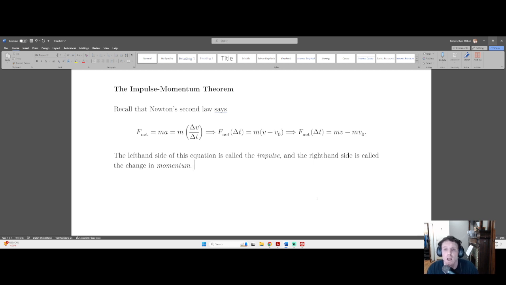So yeah, impulse and momentum. That was the topic for today. That is the topic for today. This suggests that momentum is just this quantity of a mass times a velocity.